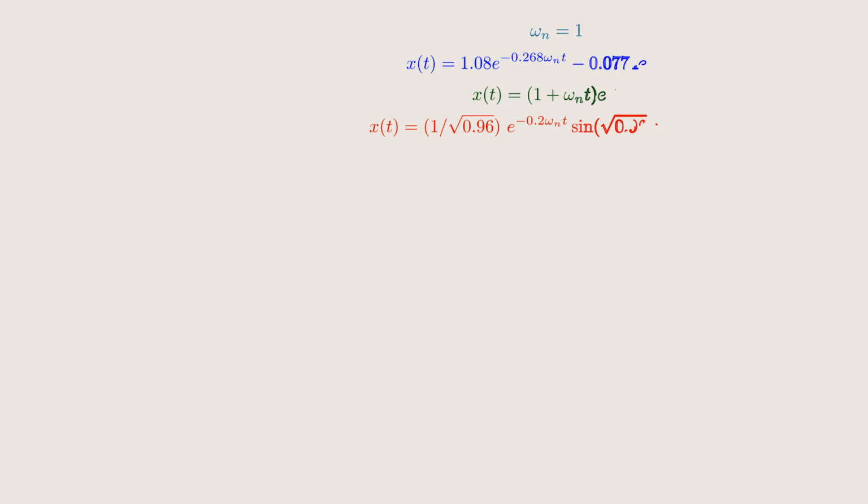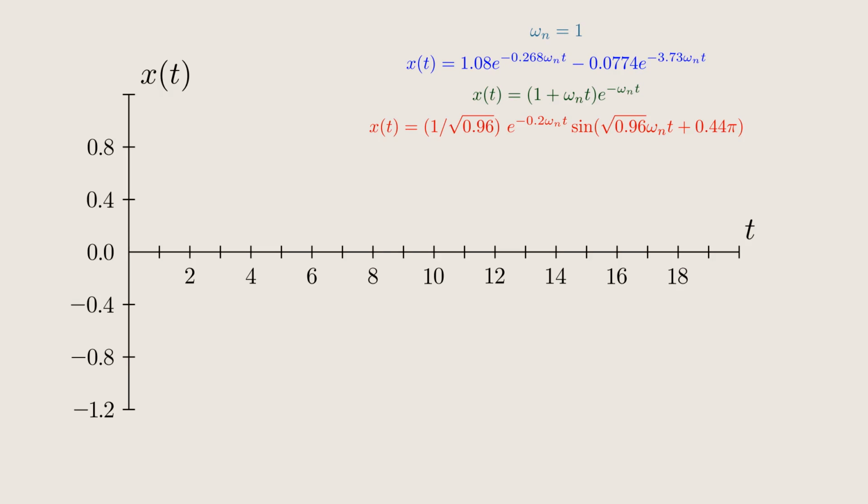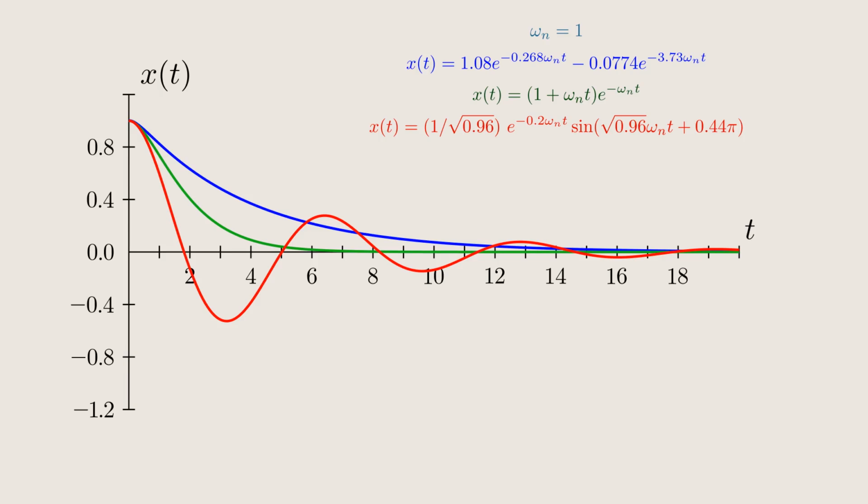Here is the plot for the three scenarios. Blue curve is the overdamping scenario, green the critical damping, and red the underdamping. First, take a look at the blue and green curve. As you can see, in critical damping, the mass reaches zero faster than in overdamping.